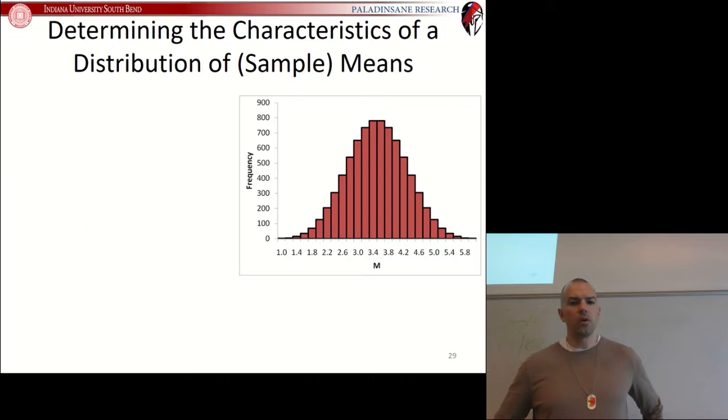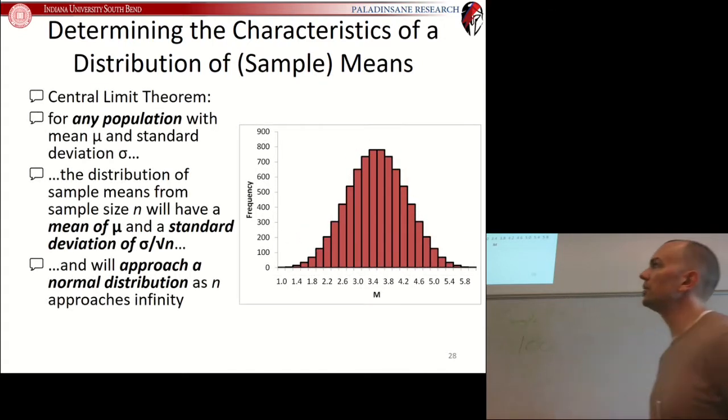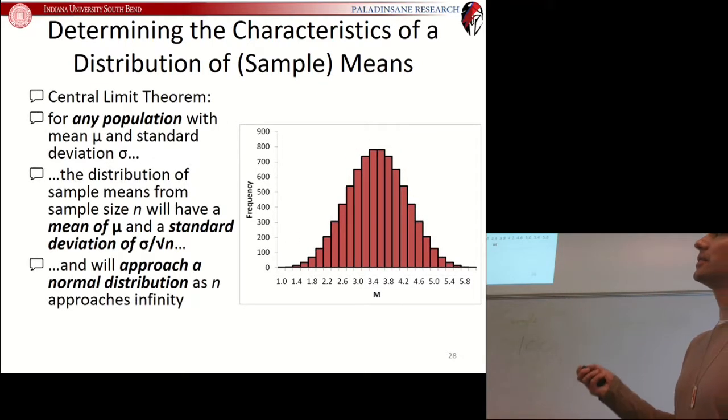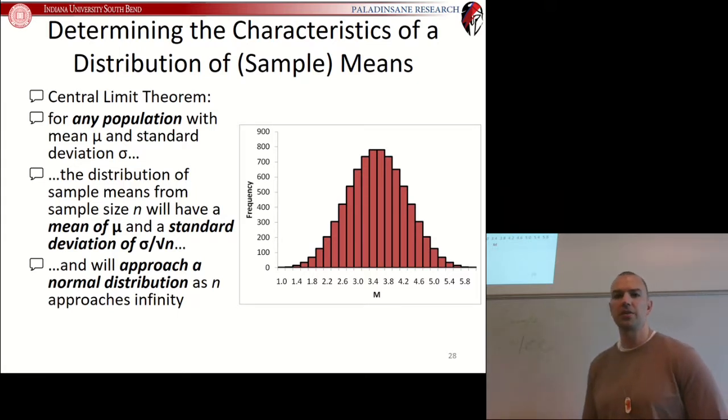All right, so I like to use this kind of way of thinking about the central limit theorem. So any population, the mean of your distribution of sample means will be the same as your population. Standard deviation will be your population standard deviation divided by the square root of the size of your sample, and the shape will approach a normal distribution as the size of your sample increases.